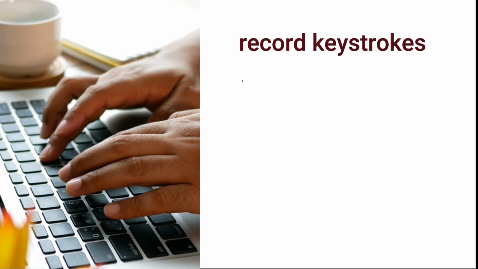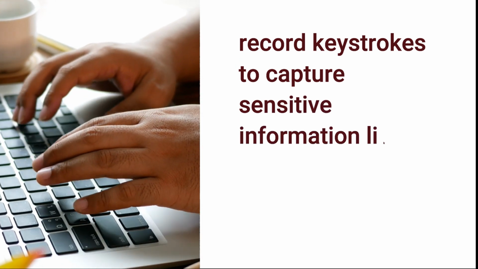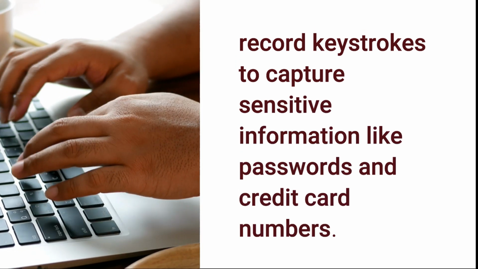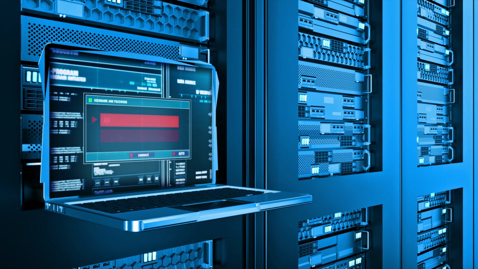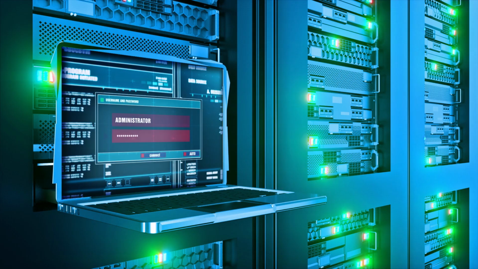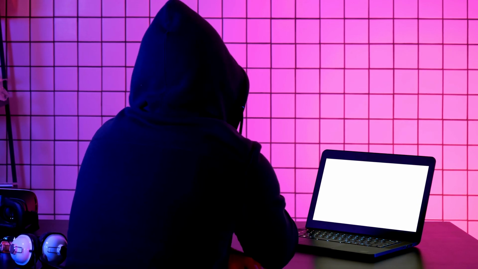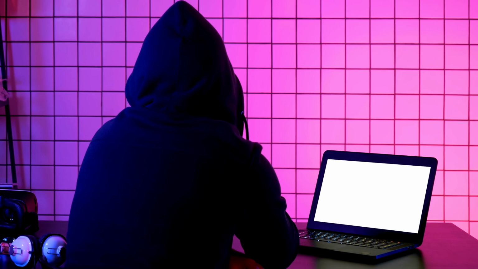Number 8. Keyloggers. They record keystrokes to capture sensitive information like passwords and credit card numbers. For example, hardware keyloggers, software keyloggers. How do they operate? Keyloggers run in the background, logging all keystrokes made by the user. What does that mean? They can gather what you type and extract data from that.